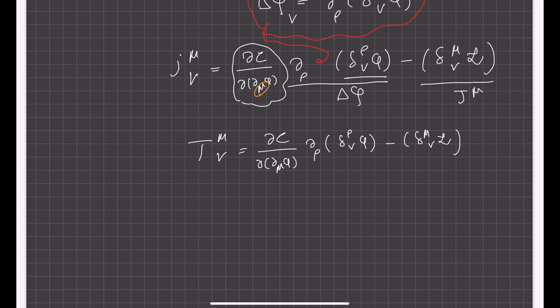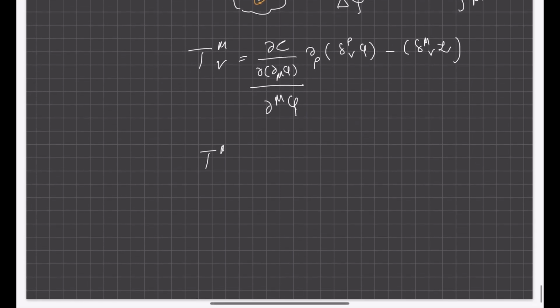Again, now let's calculate it. So the first term here can be calculated easily. We just calculated it many times. So that would be the mu derivative of phi. So T mu nu is equal to the derivative of phi times the rho-th component of delta rho nu phi, minus delta mu nu Lagrangian.